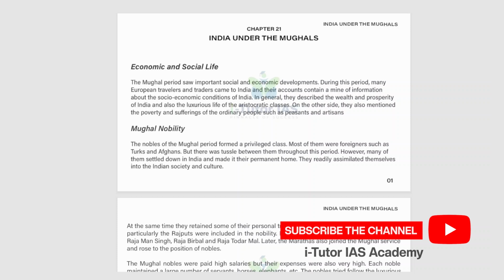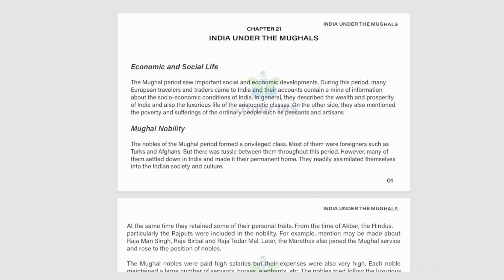Today we are discussing chapter 21, that is India under the Mughals. In the last NCERT chapter, we discussed the Mughal Empire and its rulers and their order, their achievements, and the causes of decline. All of that we discussed in the last unit. Today we are discussing India, its economy, political life, and how India was under the Mughals.